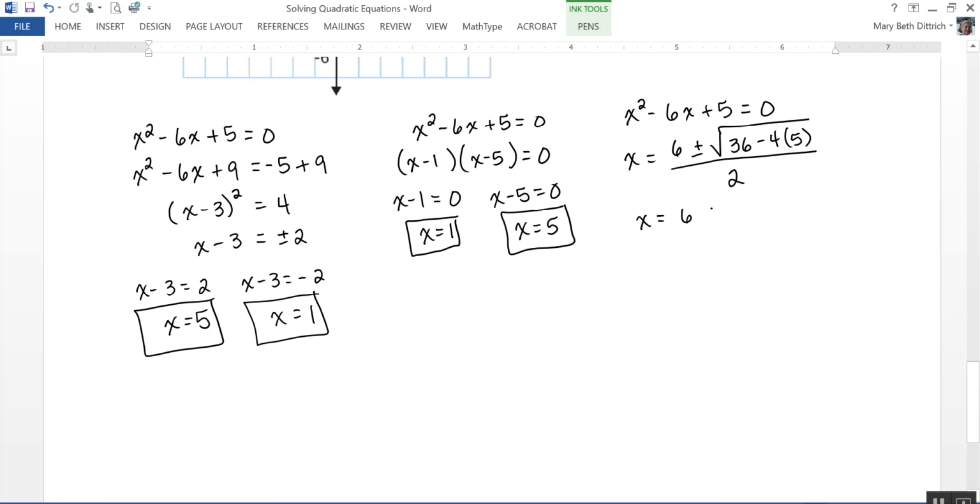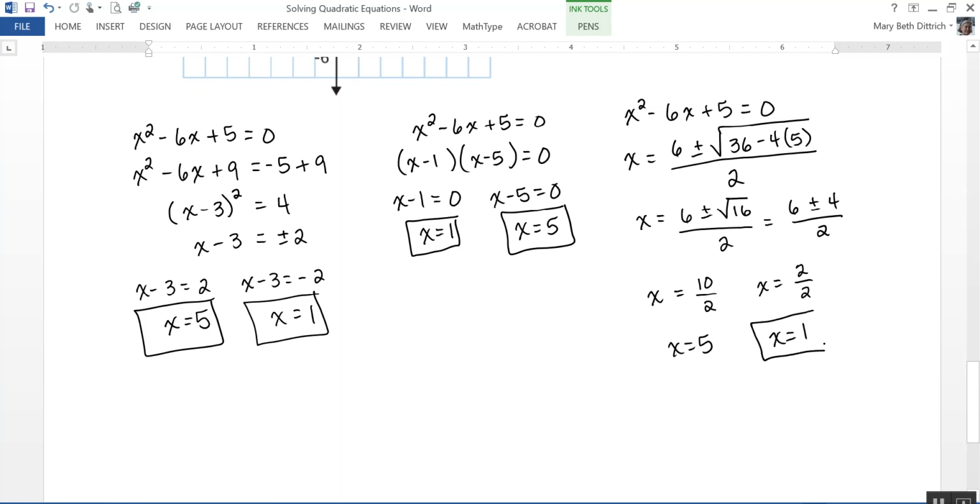Or x is equal to 6 plus or minus the square root of 36 minus 20, which is 16, over 2, which is 6 plus or minus 4 over 2, which means x is equal to 10 over 2, or x is equal to 5, or x is equal to 2 over 2, and x is equal to 1. So again, we got that x is equal to 1 and x is equal to 5.